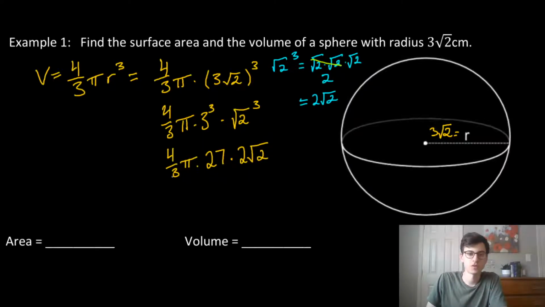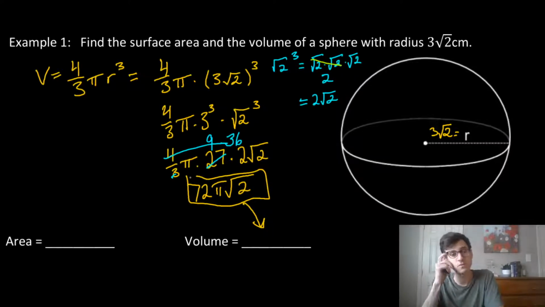Okay, let's cancel some things out. 4/3 times 27. 27 divided by 3 is 9. Okay, so then we have 4 times 9 is 36. So that's 36. 36 times 2 is 72. And then we have pi. That hasn't gone anywhere. And then we still have this square root of 2. So that's the volume of my sphere.